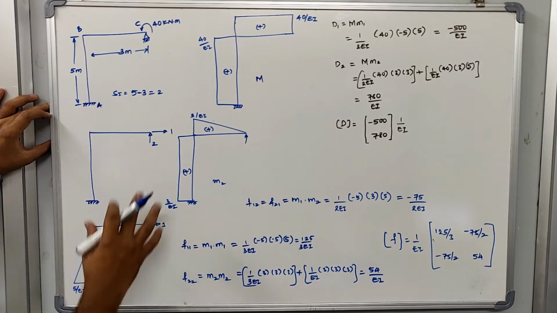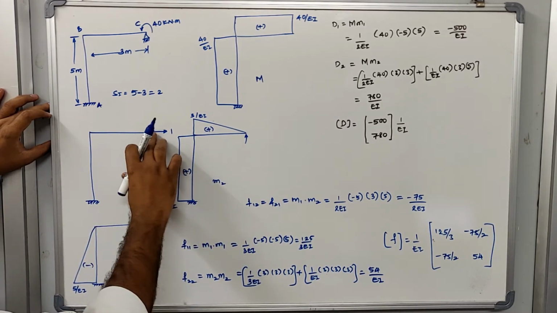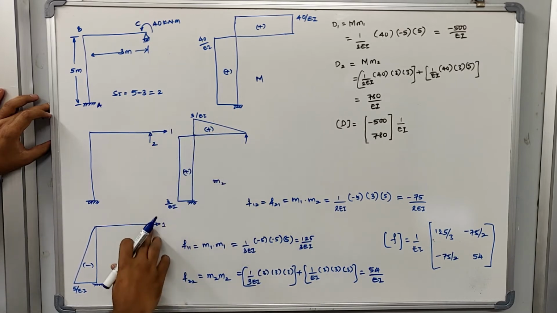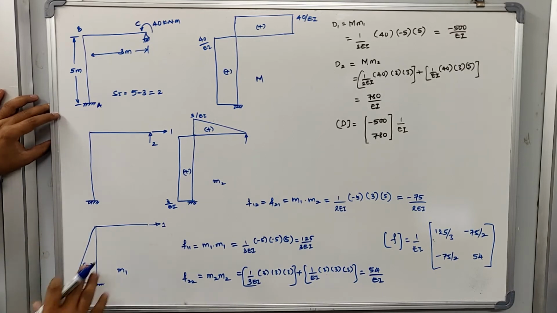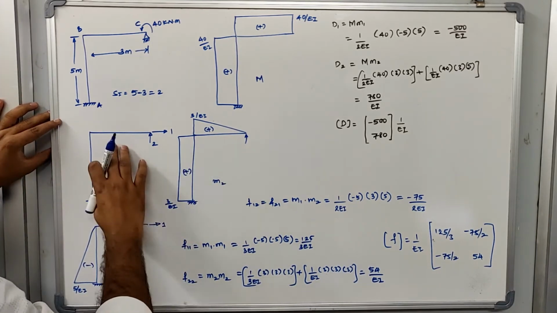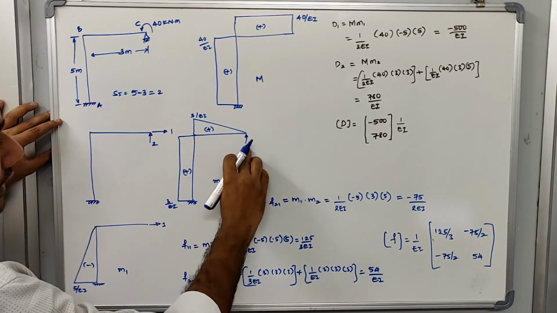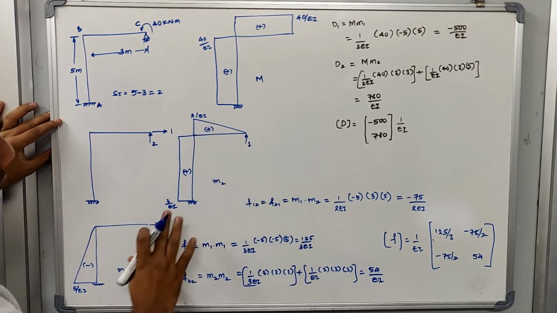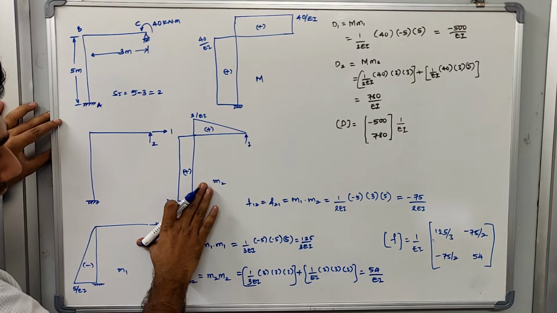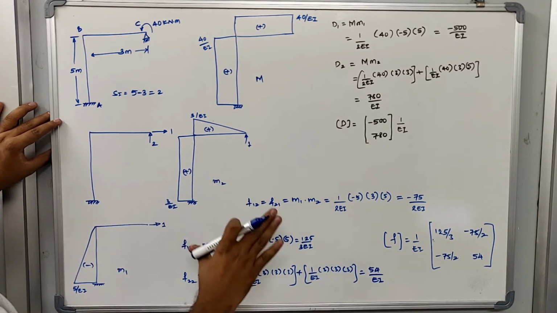For example, this is the frame I have taken, and the first coordinate is in the X direction. I am applying the unit force in this direction and determining the bending moment diagram. Similarly, I will take the same frame and apply the unit force in the direction of the second coordinate, and determine the bending moment diagram. These 2 diagrams which I have determined are going to give me the flexibility matrix.